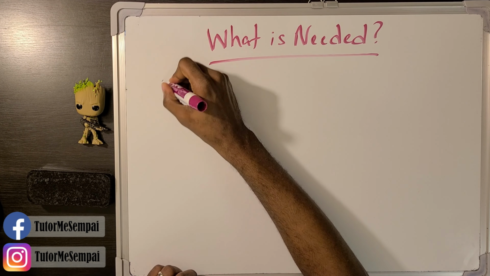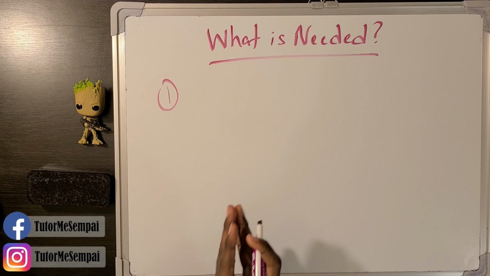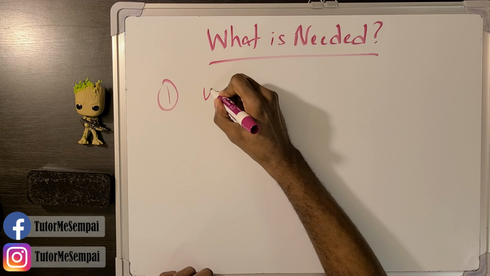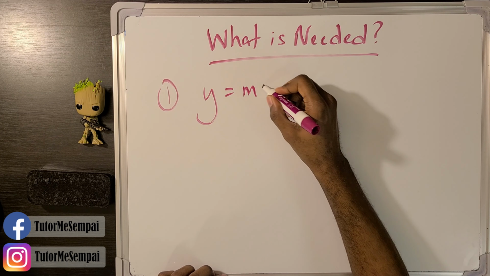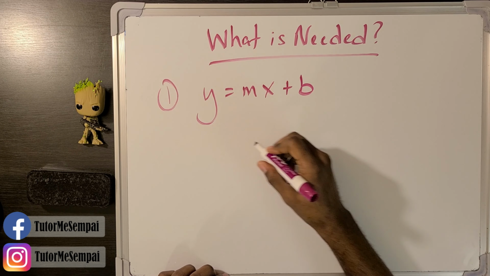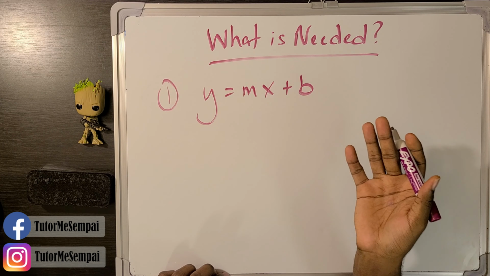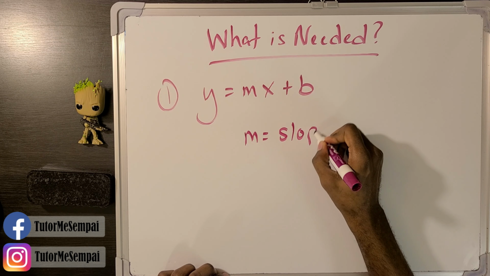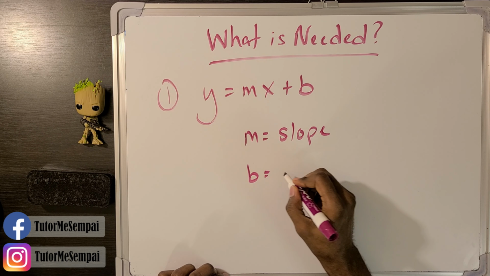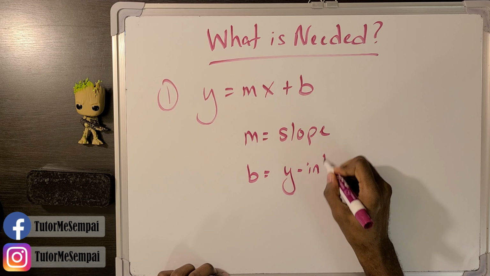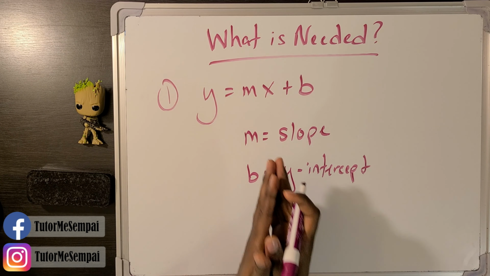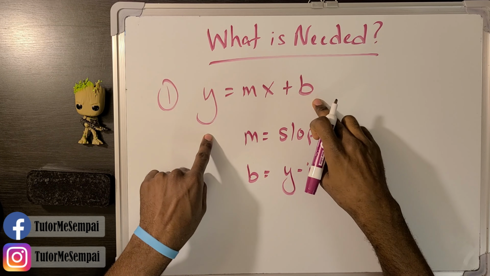The first thing you're going to need to know is your slope-intercept form. You have to remember your slope-intercept form. And if you don't remember it, it's y equals mx plus b. And what is m and what is b? Well, m is going to be your slope, and b is going to be your y-intercept. So the first thing is knowing your slope-intercept form. You have to remember this.